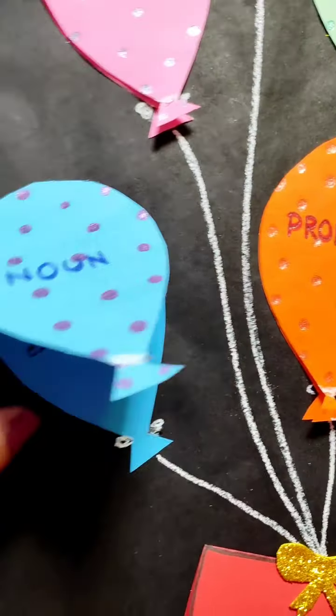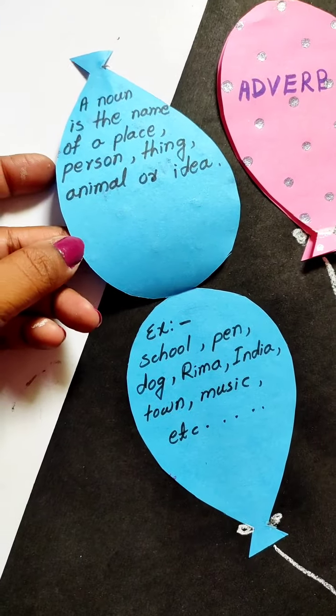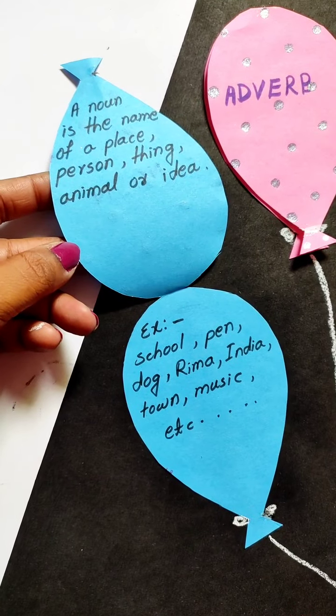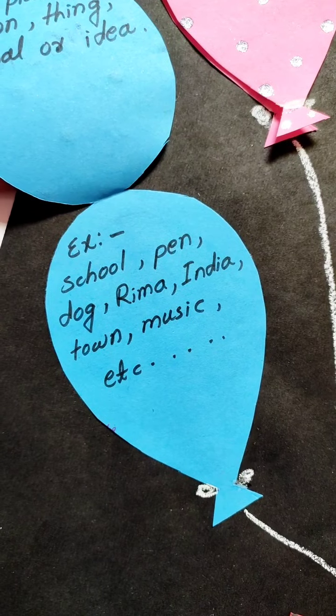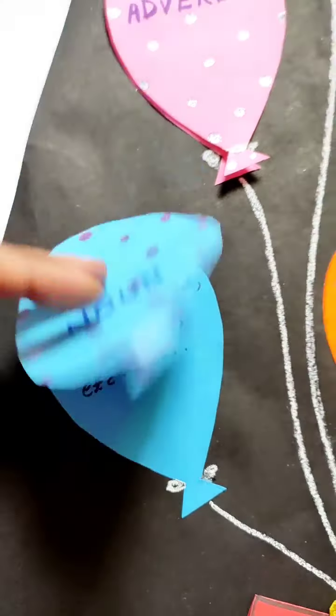First, noun. A noun is the name of a place, person, thing, animal, or idea. For example, school, pen, dog, Rima, India, town, music, etc.